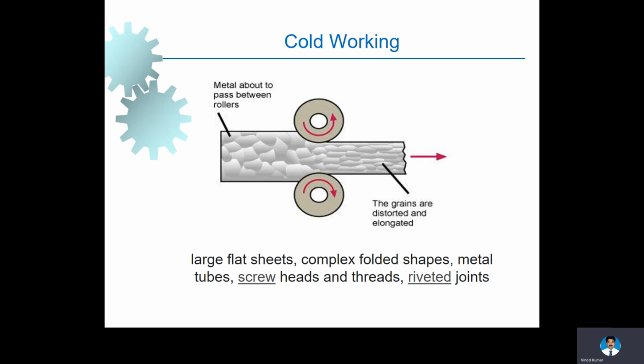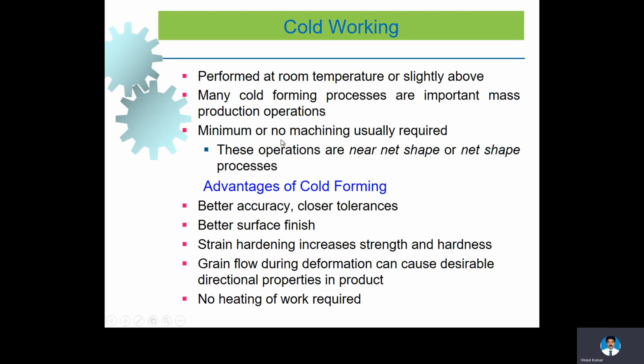Surface finish and accuracy will be quite good compared with the hot or warm working process, because we do the process at room temperature. Hence controlling the accuracy and getting a net shape or near net shape will be possible using cold working. As you can see here, the grains will get distorted or elongated. So, as I explained, there is better accuracy and close tolerance, better finishing, and strain hardening increases strength and hardness. The strength will be more in cold forming compared with a hot forming process.